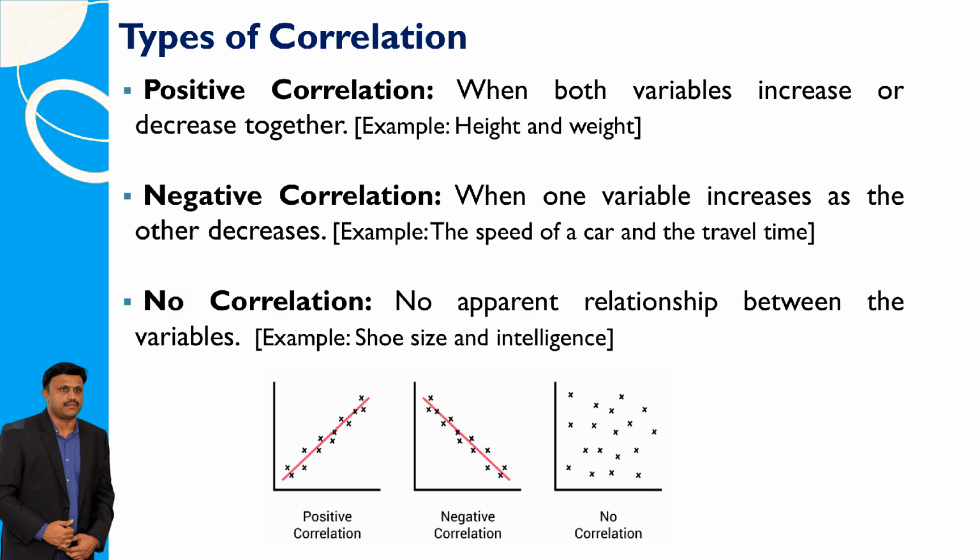A positive correlation occurs when both variables increase or decrease together, such as height and weight. In a negative correlation, one variable increases while the other decreases, like the speed of a car and travel time. No correlation means there is no evident relationship between the variables, for example, shoe size and intelligence.